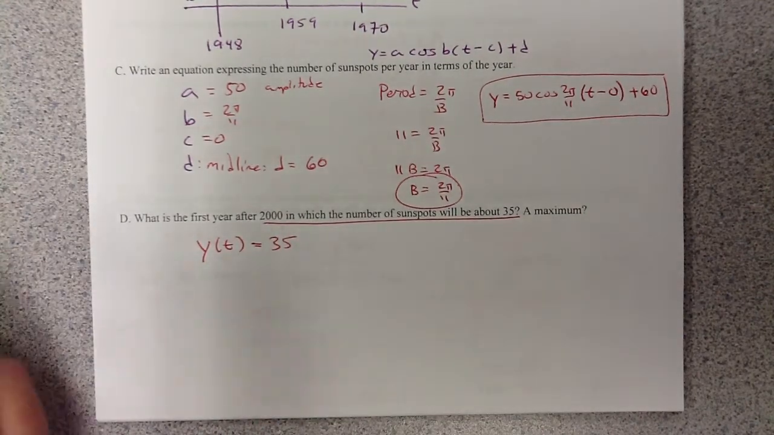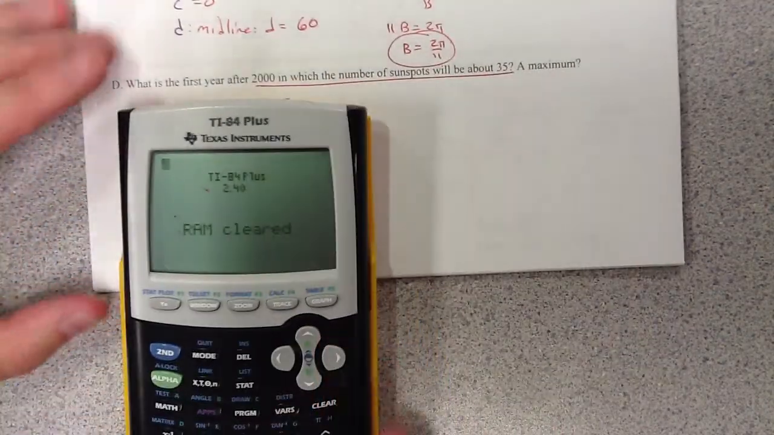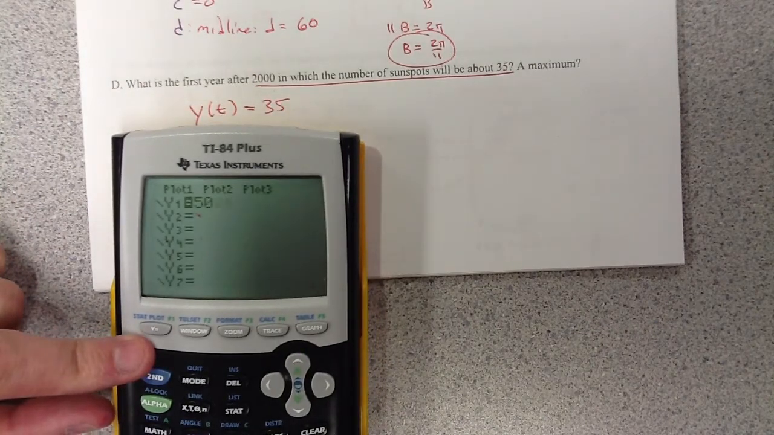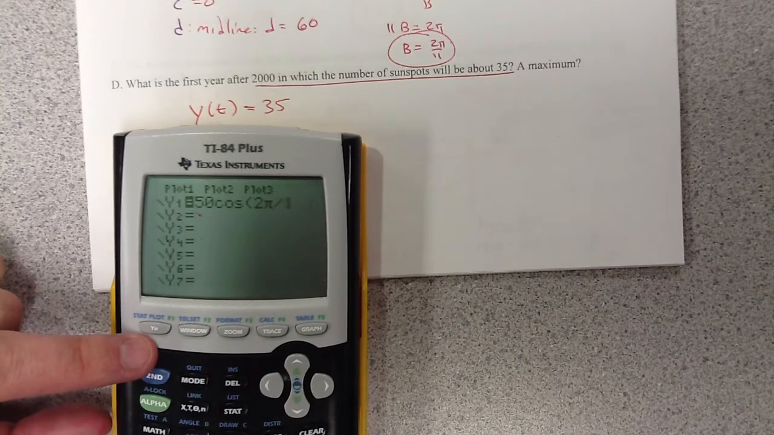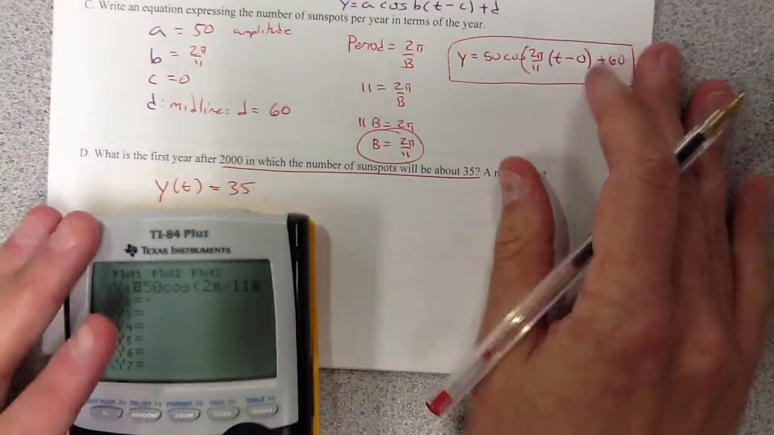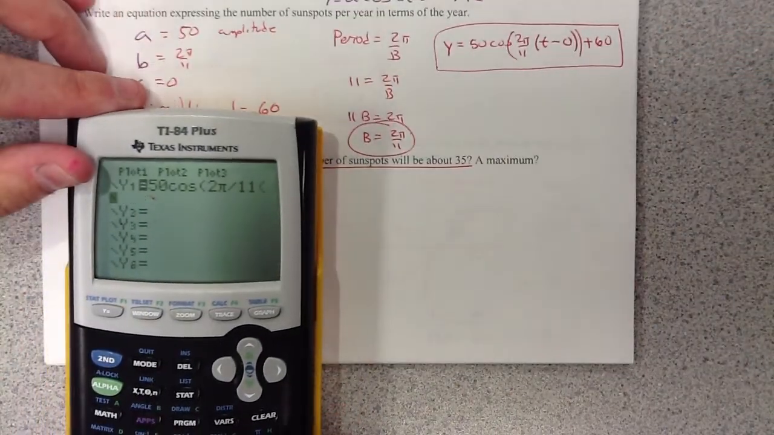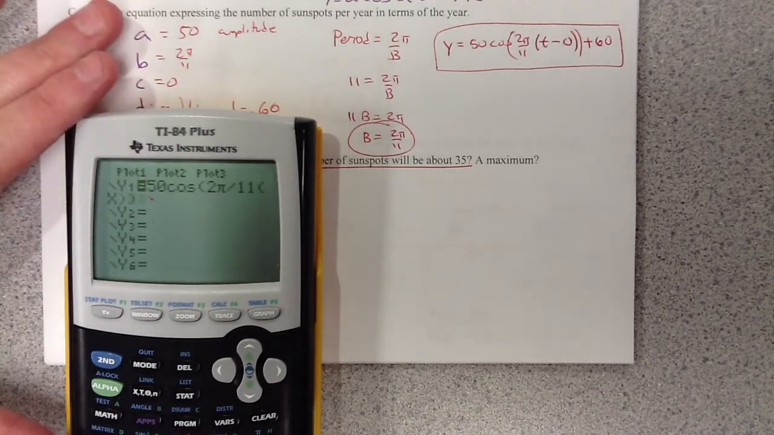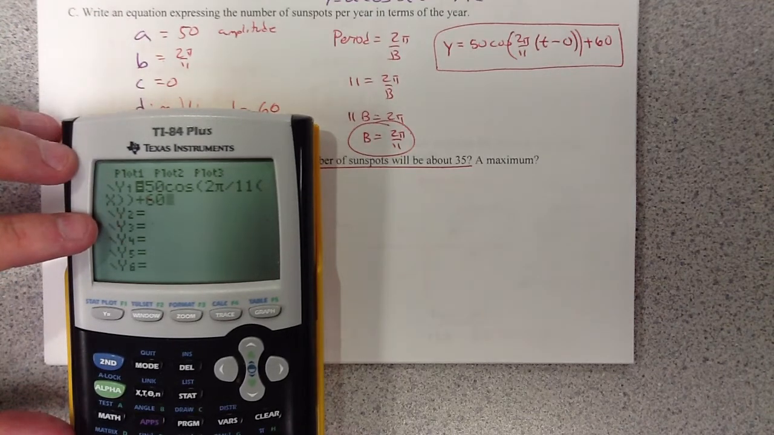So on our calculator, we are going to graph it. So let's take our calculators out and graph this one. If I type in my equation, we get y equals 50 cosine of 2 pi divided by 11. Remember, we're going to need two sets of parentheses up here. For x, we don't need to put the minus 0. You can if you want to. There's no problem with it. Close double sets of parentheses, plus 60.